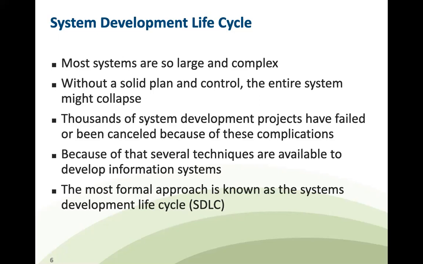So the system development life cycle is the process in which you develop a particular system. These system development projects have failed or been cancelled because they are so complex. Because of that, several techniques are available to develop information systems. The most formal approach is known as the systems development life cycle. So it is an approach which is used to develop information systems.